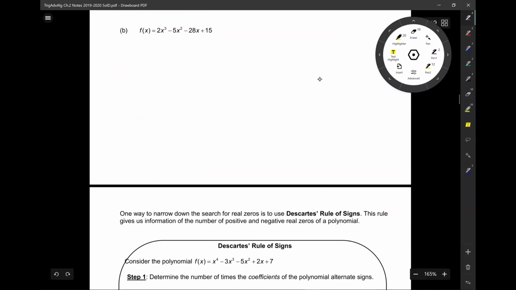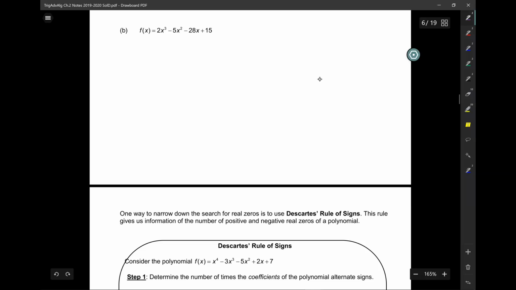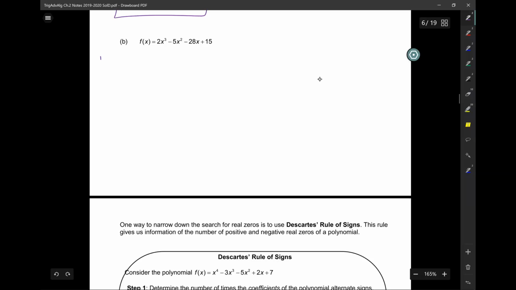But this time I haven't broken it down into steps. We're just going to do the whole thing in one part. All right. So first, we're going to do P over Q. For P, it's the factors of 15, which we've done before: 1, 3, 5, 15. For Q, it's plus or minus the factors of 2, 1 and 2.